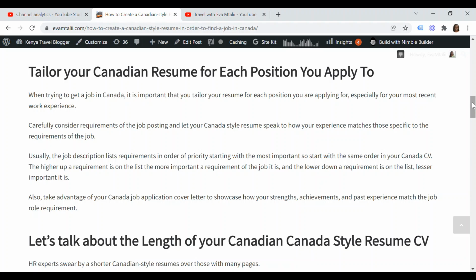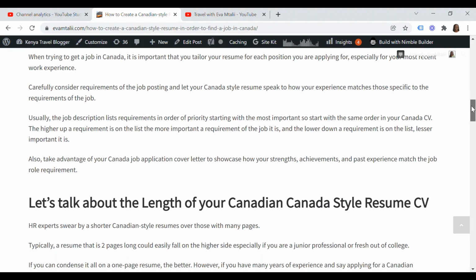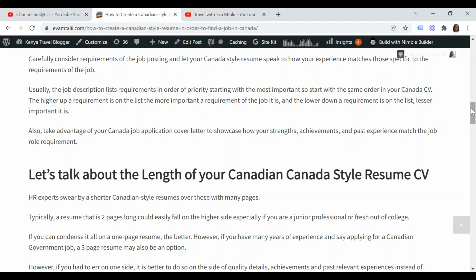Now let's take a look at tailoring your Canadian resume for the position that you are applying for. It's very important that when you are trying to get a job in Canada, you tailor your resume for each position you are applying for, especially your most recent work experience. So carefully look at the job posting and let your Canadian style resume speak to how your experience matches those that are specific to the requirements of the job.